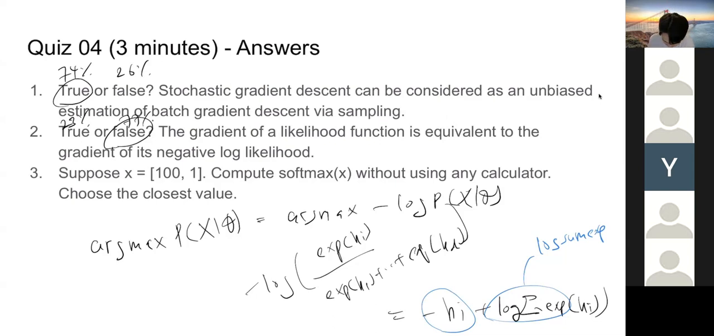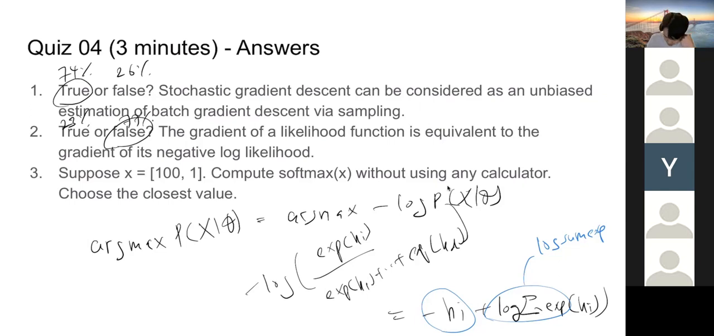And then lastly, suppose x equals 100 and 1. I'm quite happy that most people got this right. This was, I think, maybe not an easy question, but people had different answers. I had four options and 62% of people got it right. It's 1.0 and 0.0. I could see why some people thought this could be 0.99 or 0.999. But the point I wanted to make, especially without using a calculator, is that I wanted you to grasp the idea of exponentiation. Because softmax is exponentiation of 100 and 1, the difference between them is huge.